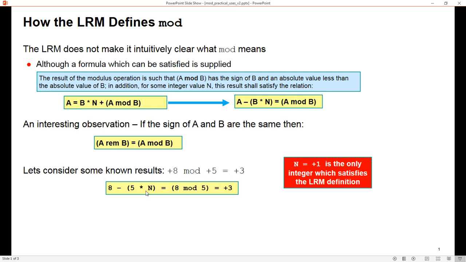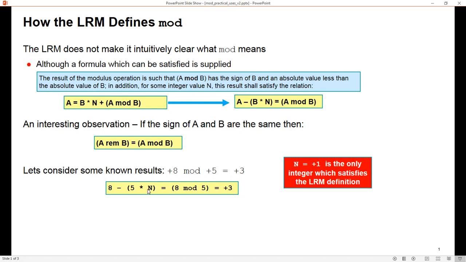What about the value 2? Well, if we add the value 2 for n, this means we have 8 minus 5 times 2, which is 8 minus 10, which will end up with a negative result, negative 2. And this violates this statement. The sign of b has to be followed in the result. So it wouldn't be, would it?